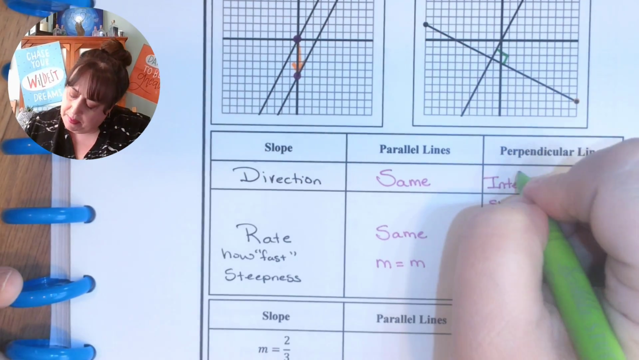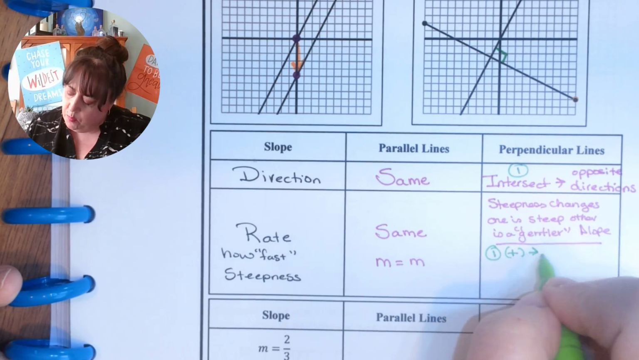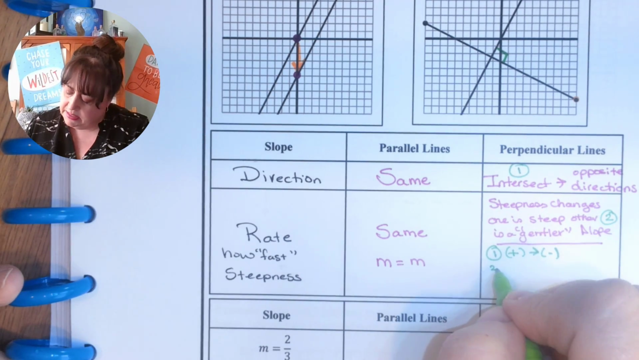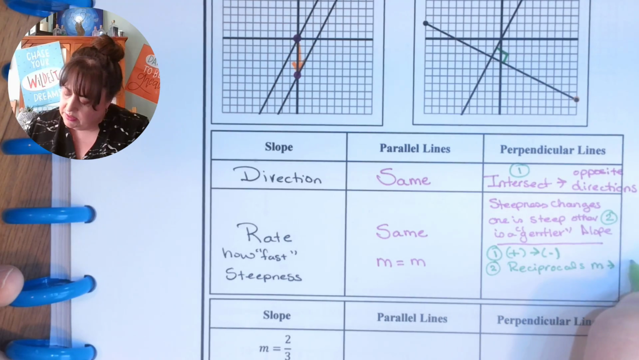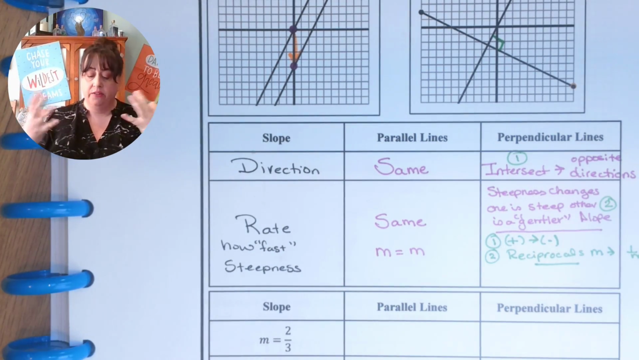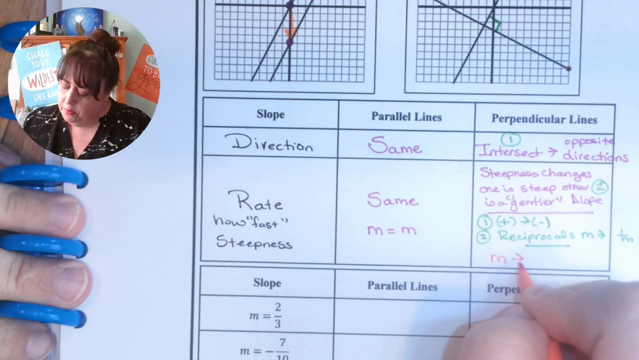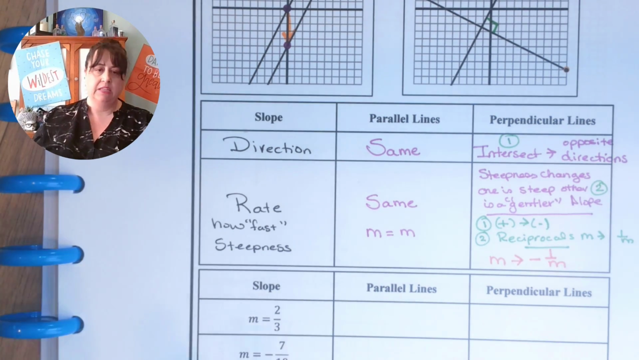This part right here means that one needs to be positive and one needs to be negative. And this part right here means that they're reciprocals, which means if you have m, the other one's going to be 1 over m. So what does that mean once we put it all together into one great big idea? That means that your original slope, you're going to do the opposite of it and the reciprocal. That's the easiest way to remember it.